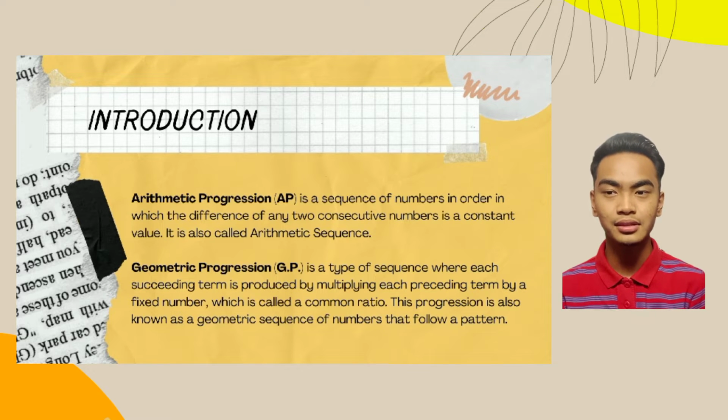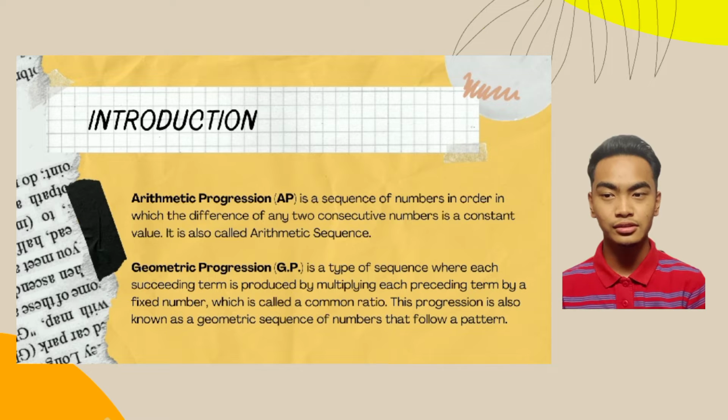So now I would like to present about introduction. First is arithmetic progression. It is a sequence of numbers in order in which the difference of any two consecutive numbers is a constant value. It is also called arithmetic sequence.